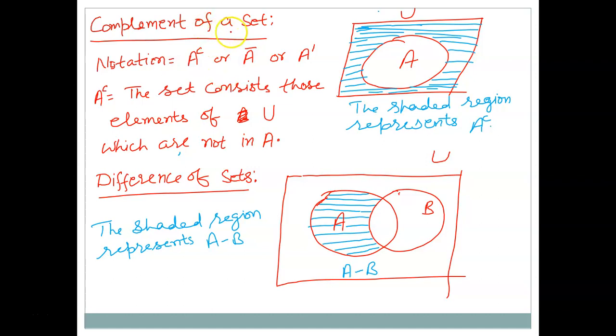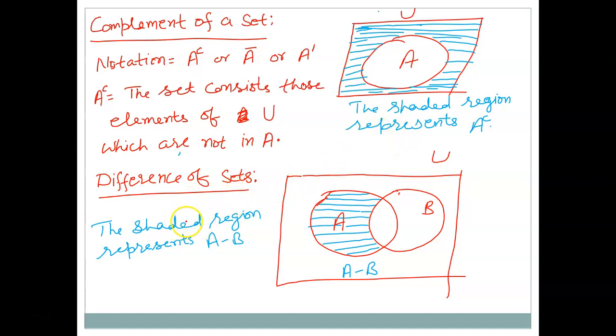Now the complement of a set. The notation for that is A complement, sometimes we write A bar or sometimes A prime. So the A complement set consists of those elements of U which are not in A. Here this part consists of elements of A, and the outer shaded part is that part which consists of those elements of U which are not in A. So this shaded part represents the A complement.